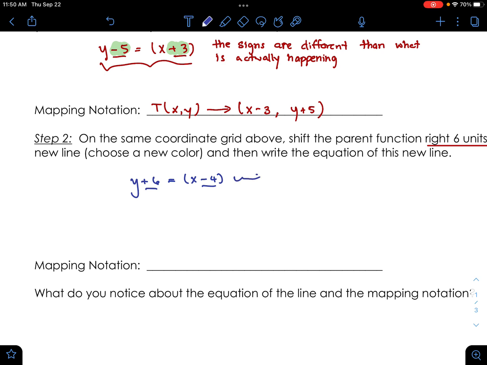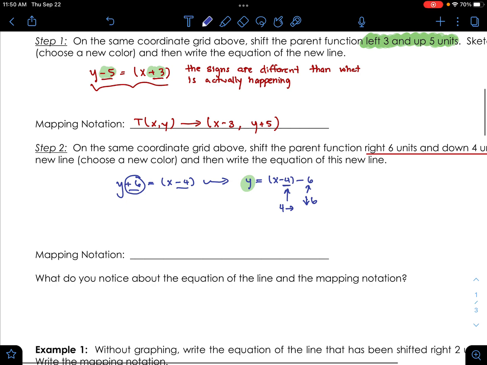You could write it like this: y equals x minus 4 minus 6, where you move this 6 over to the other side by subtracting it. And so then, if you have the equation written in the form y equals, it only lies to you once. It is moving 4 right. This is telling you it's moving down 6. So again, when it's written like that, it's only lying to you one time.